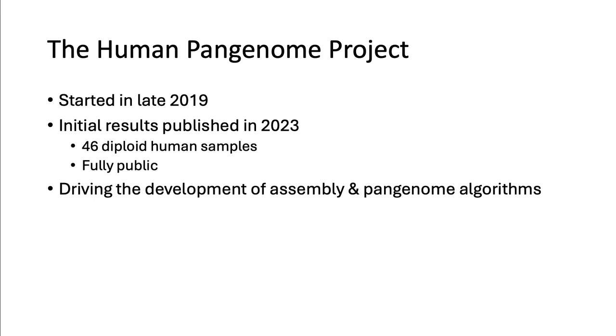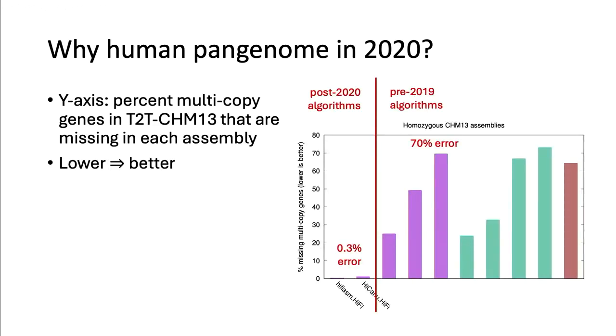And in that paper, we assembled 43 diploid genomes. This data are fully public. You can use it for any uses. And this is driving the development of different algorithms. And so one question is why we started to do this human pangenome in 2020. We had bacterial pangenomes like 20 years ago, but why did we start this now?